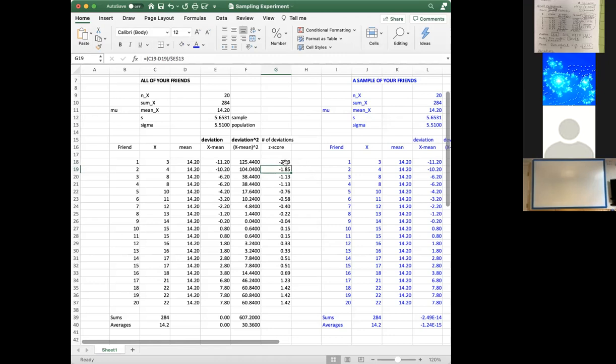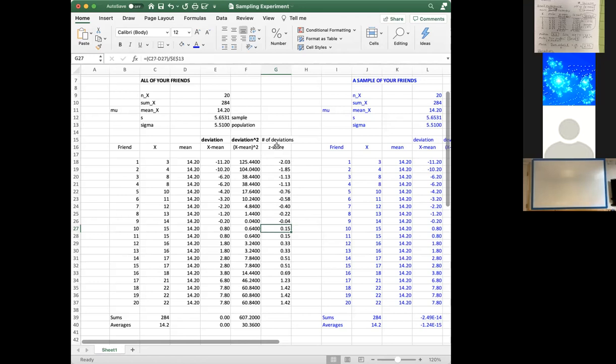And then I was curious, so I did it for all my friends. Let's look at this friend number 10. She's got $15 in her pocket. The average is 14.2. She is very close to the average. How close? She is only 0.15 standard deviations away. 15% of a single standard deviation.